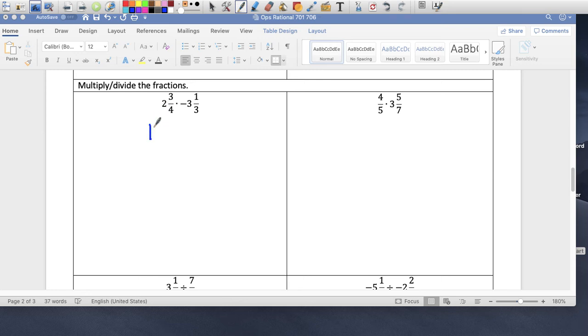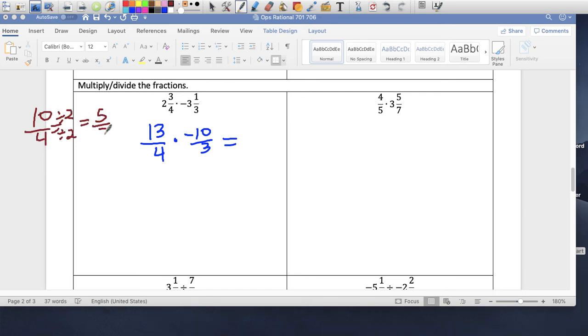4 times 2 is 8. So this is 13 over 4 times 9, negative 10 over 3. You can simplify if you can, so I can use a 4 and a 10 here. Imagine 10 over 4: if I divide this by 2 and divide this by 2, I get 5 over 2. I'm going to change the 10 to 5 and the 4 to 2. Can I simplify anything else? No. So let's multiply. At the bottom is 2 times 3, which is 6, and the top is 13 times 5, which is 65.